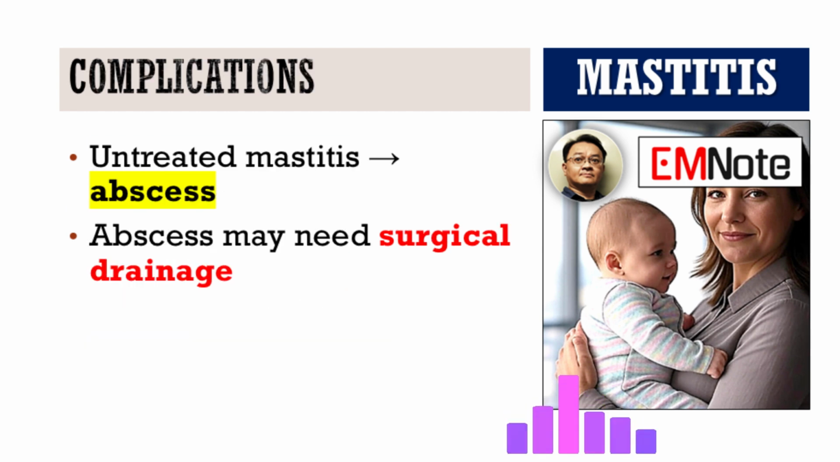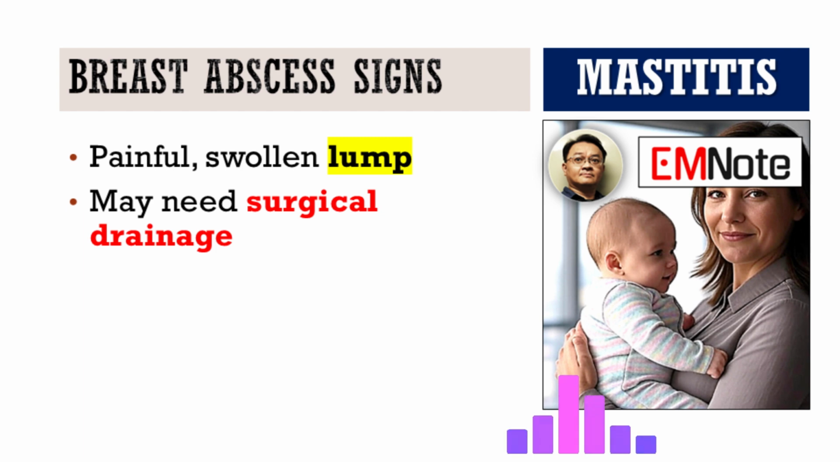Okay. Now, what if mastitis isn't treated properly or promptly? What are the potential complications? The main complication we worry about is a breast abscess. An abscess. What does that look like? It's basically a collection of pus within the breast tissue. It usually presents as a very painful, swollen, often well-defined lump. It might feel fluctuant, like there's fluid inside. And that requires more intervention. Yes, an abscess typically needs to be drained, often surgically or sometimes with needle aspiration, along with antibiotics. It's definitely something to avoid if possible.